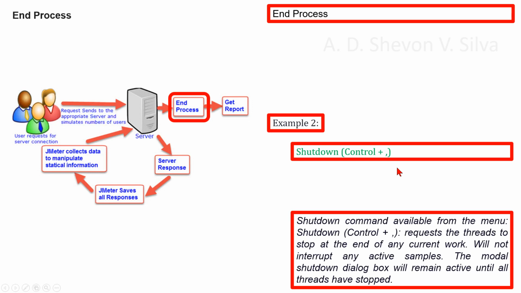If shutdown is taking too long, close the shutdown dialog box and select Run, Stop, or just press Ctrl plus dot. When running JMeter in CLI mode, there is no menu and JMeter does not react to keystrokes such as Ctrl plus dot. So JMeter CLI mode will listen for commands on a specific port, default 4445. You can also see jmeterengine.nongui.port.